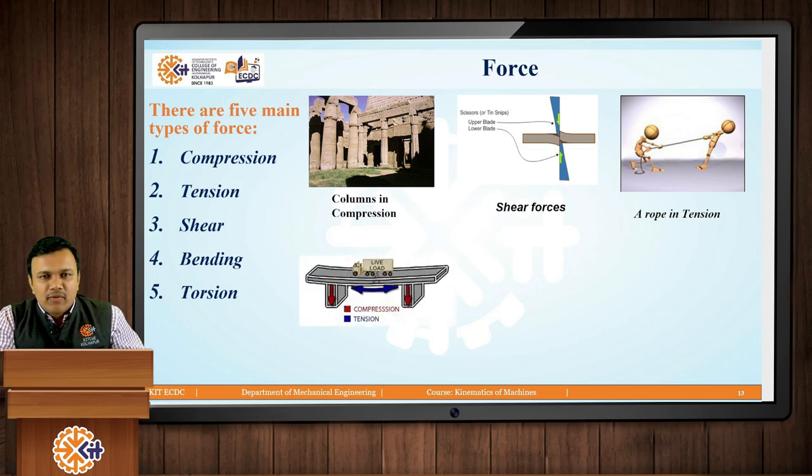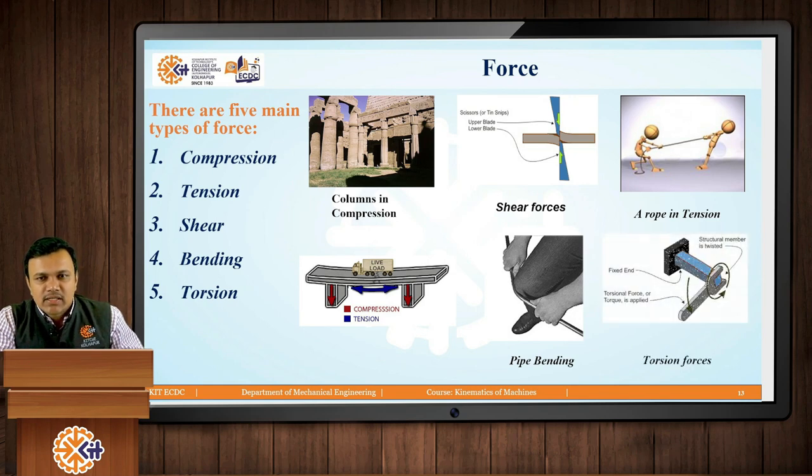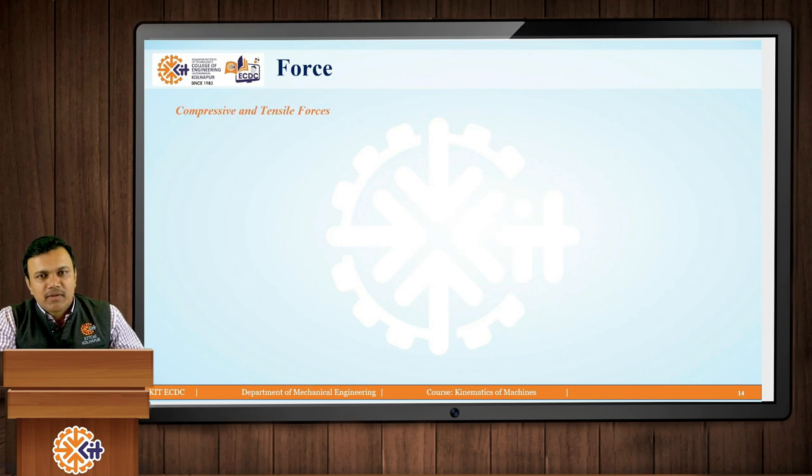Then you can see when bending happens, it comprises two normal forces, such as tension and compression together. And then you can see the pipe, if it is bent, it will be under a bending force. And whenever you apply a torque onto some device, such as with the help of a spanner, it will be under a torsion force. So the basic types of forces are compression, tension, shear, bending, and torsion.